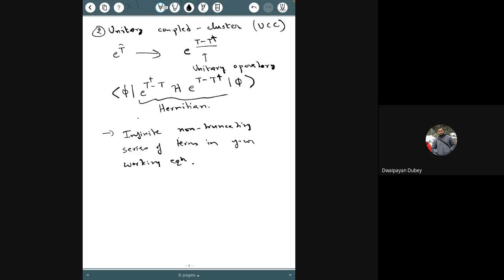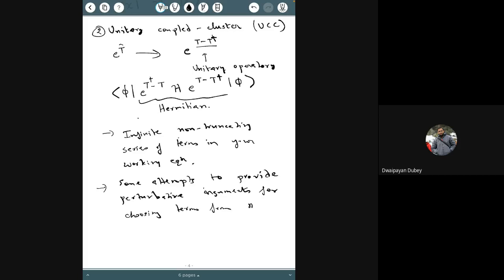But for unitary coupled cluster, some attempts have been made to provide perturbative arguments for choosing terms from this series, allowing some sort of truncation based on perturbative arguments.